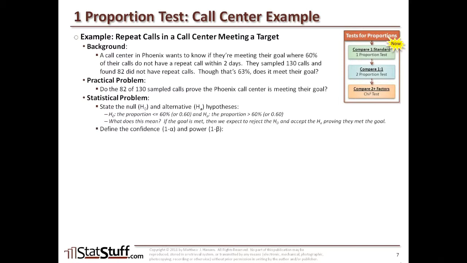Now, we're also going to define the confidence level and power levels. We're going to use the defaults, as we will in most of these tests, where the default of 5% for alpha risk, which represents a 95% confidence, and 10% for beta risk, which represents a 90% power level.